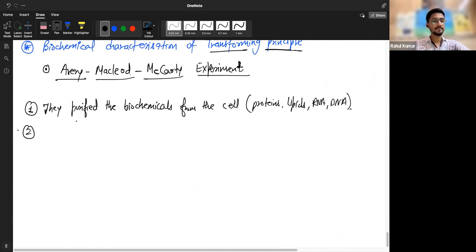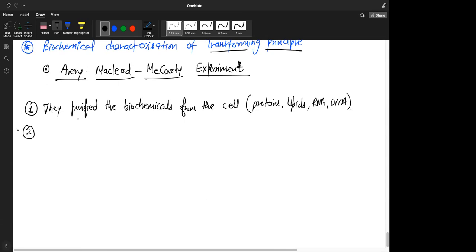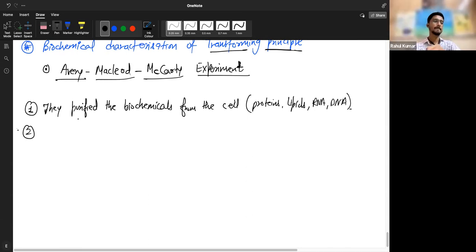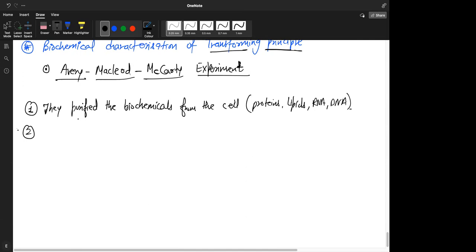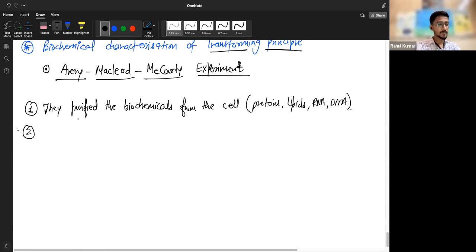But if they inject it in the mice, then the mice may not die, no, because RNA is transforming the R strain. It is not responsible for killing the mice directly. So what is happening is R strain is getting transformed into S strain due to something, right? And then they will separately inject it, and they will see which of these purified biochemicals can transform the R strain into S strain.